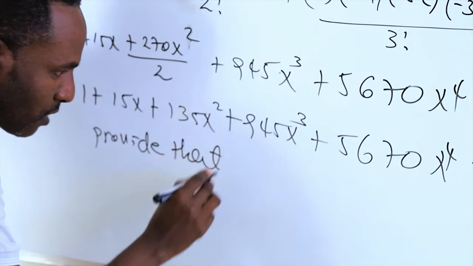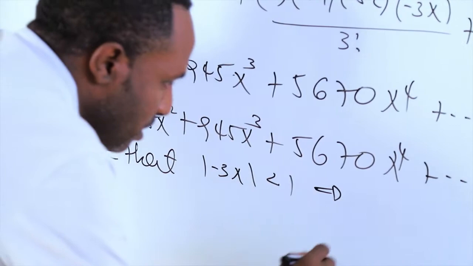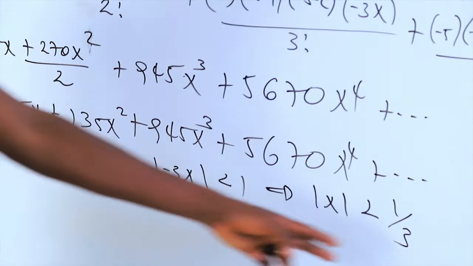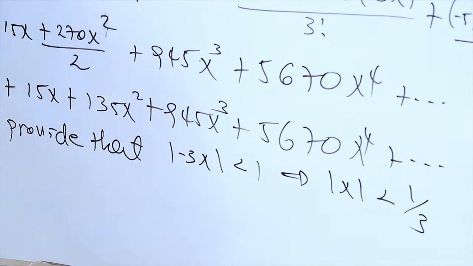Provided that the value minus 3x should be less than 1 in absolute value to converge. So from this, we can express the value of x should be less than 1 over 3. We call this the radius of convergence for the series: the absolute value of x is less than 1 over 3, or we can say the value will be between minus 1 over 3 and 1 over 3.